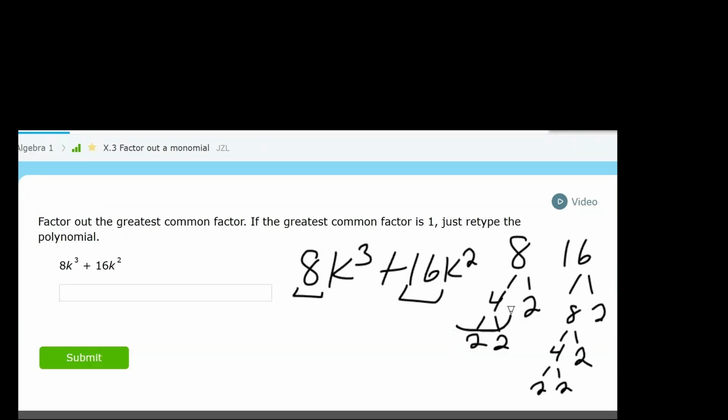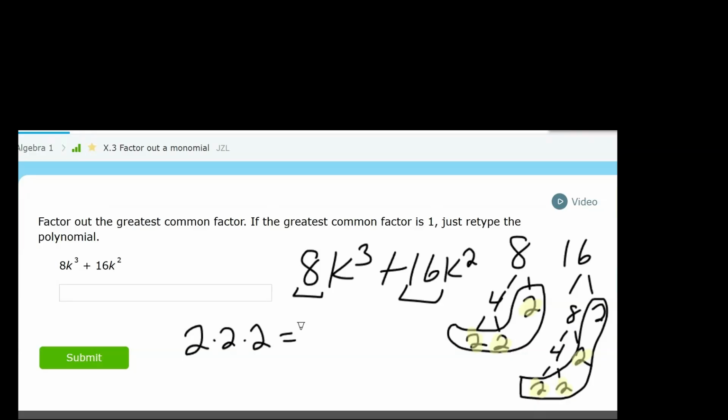And now we're going to look at our prime factorization here and identify the common factors. It looks like they have 1, 2, 3 2's in common. And we're going to multiply our common factors here. So they have 3 2's in common. That gives us 2 times 2 times 2, which is 8. So for the number component, the greatest common factor is 8.